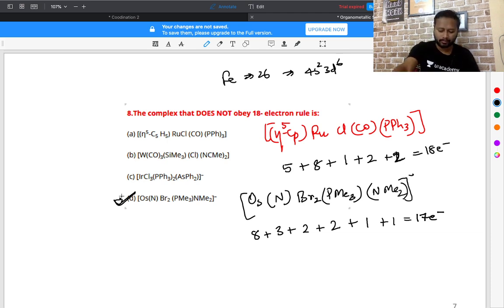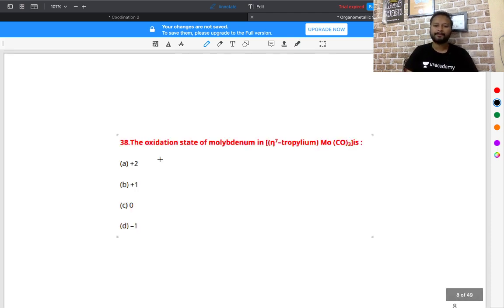Okay, so you can check for the other options also. Option B and C I'm leaving for you guys. Try to do that and check whether they are 18 electrons or not. Okay, let's go to the next one.